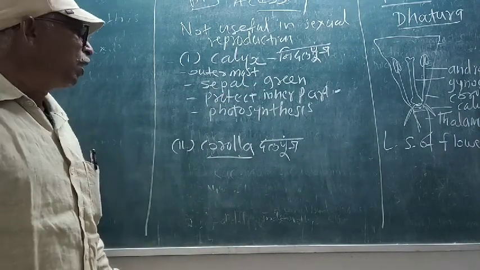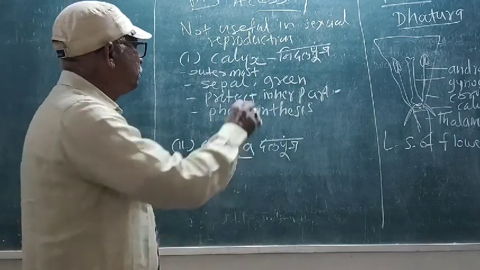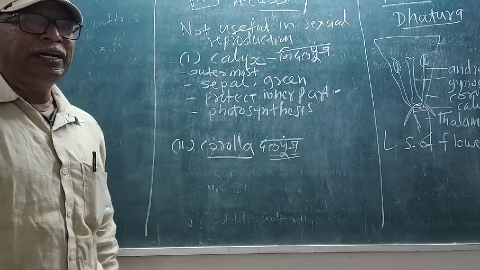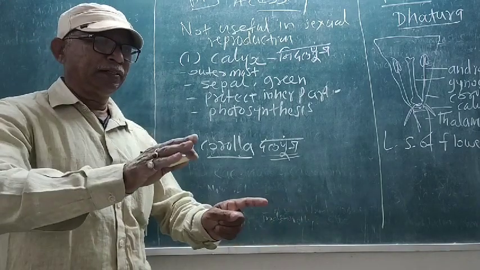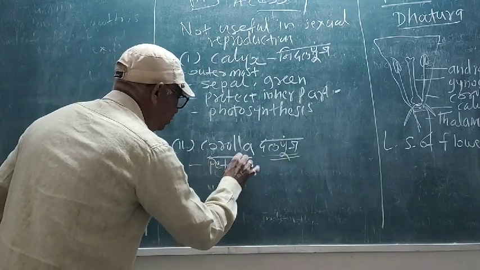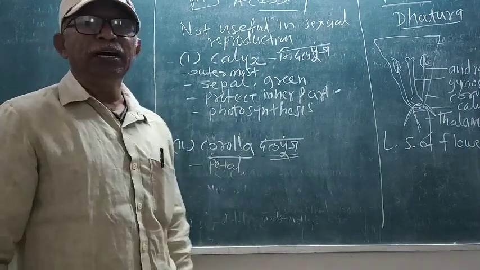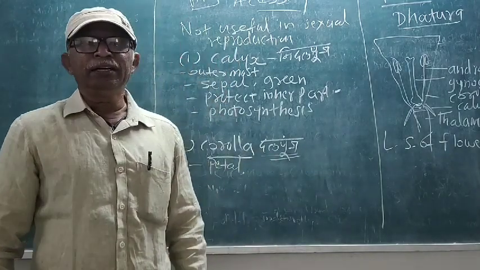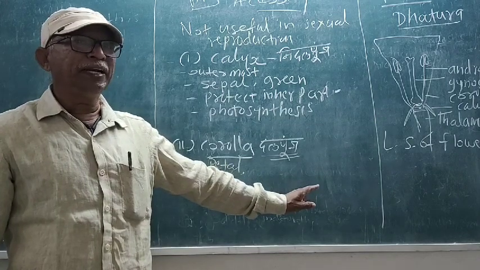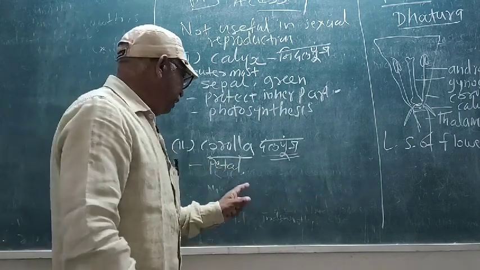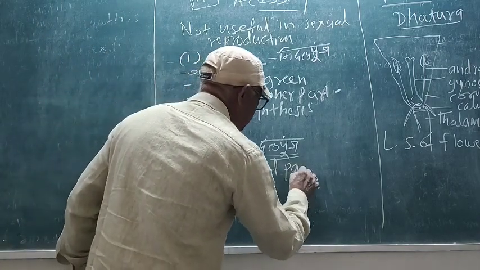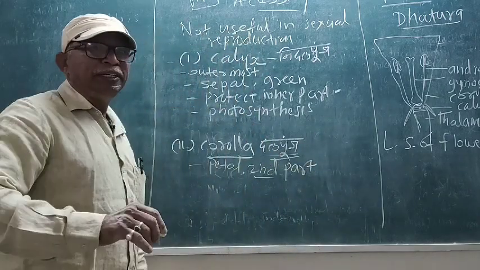Calyx and corolla are not useful in sexual reproduction. That is the corolla. It is called Dalapunja in Marathi. It is the second part. The name of that part is petal. Whatever the color of the flower, that is the color of the petal. The color of the petal is the color of the flower. That part is called the petal. From the outside, this is number 2, the second part. What is the use of this part?